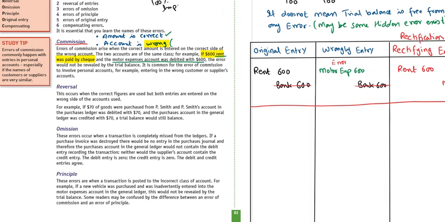So this is called the error of commission, where we wrongly select the account. The account is wrong. Instead of using rent, we debit the motor expense. The amount, 600, is correct, but the account is wrong. So this is the error of commission.